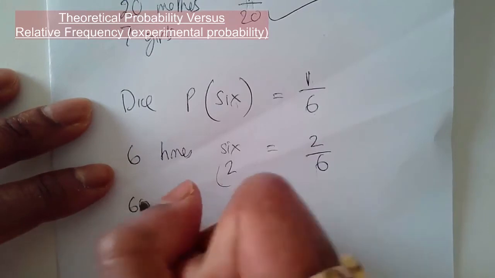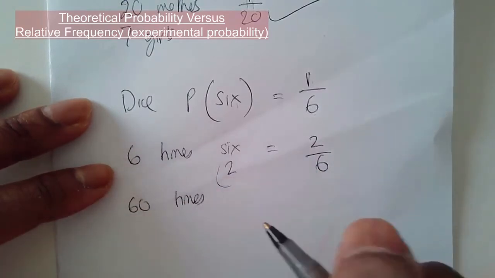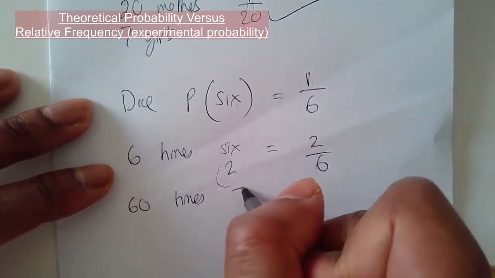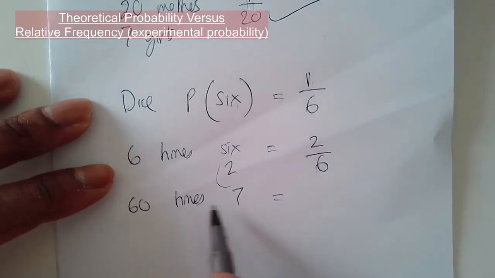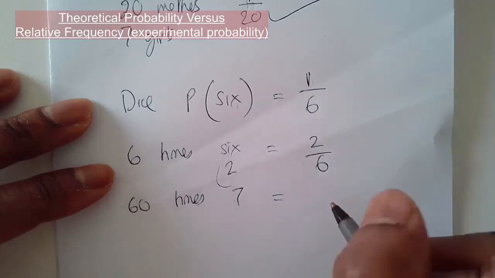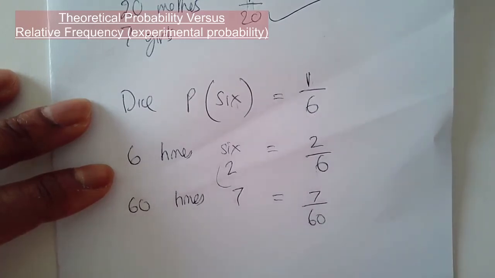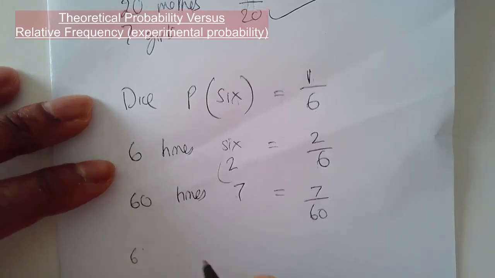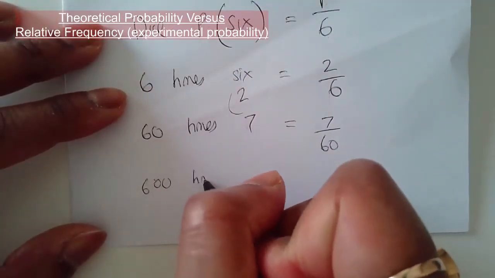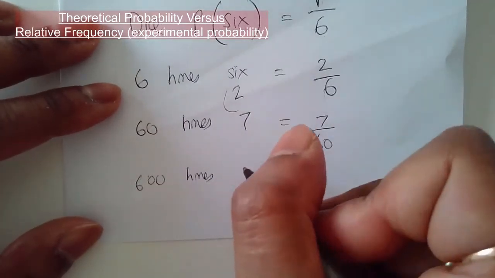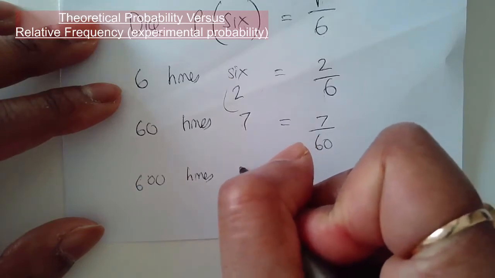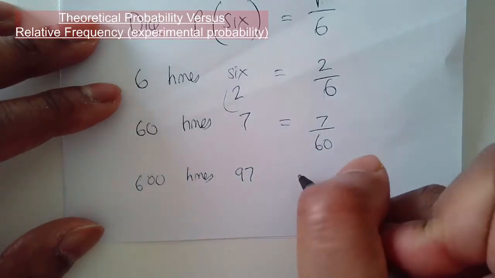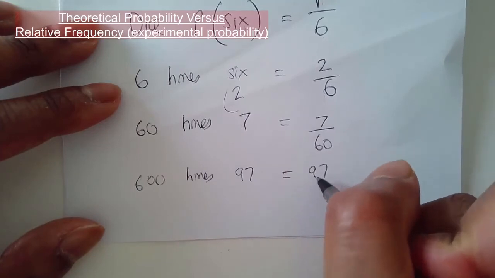You could carry out the experiment 60 times, for example, and it lands on 6 seven times. In this case, the relative frequency, experimental probability, is 7 out of 60. And another person does it 600 times, and it lands on 6, let's say, 97 times. In this case, the relative frequency is 97 out of 600.